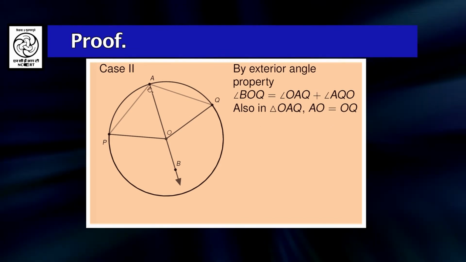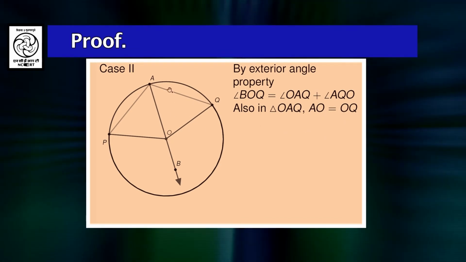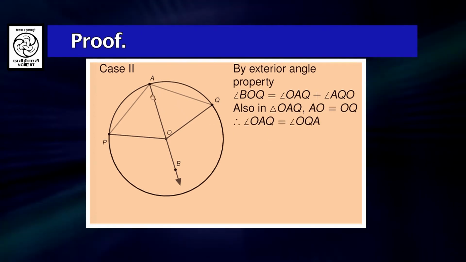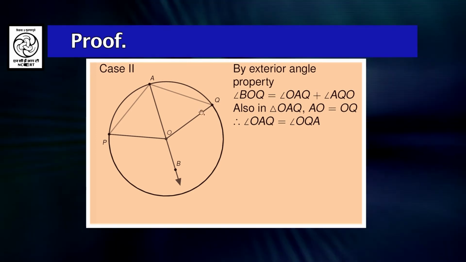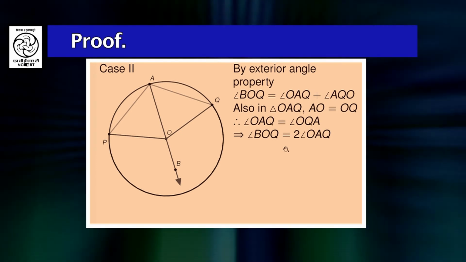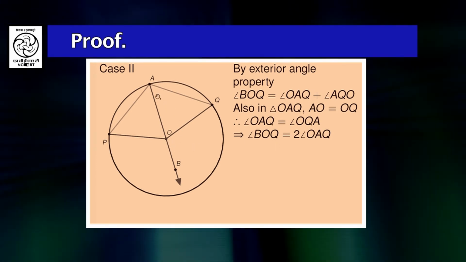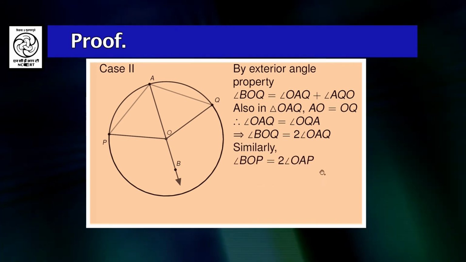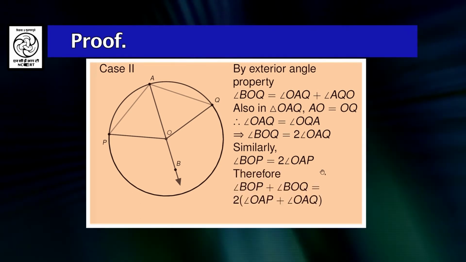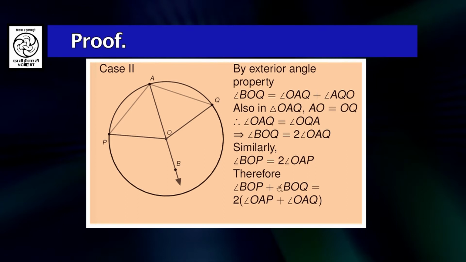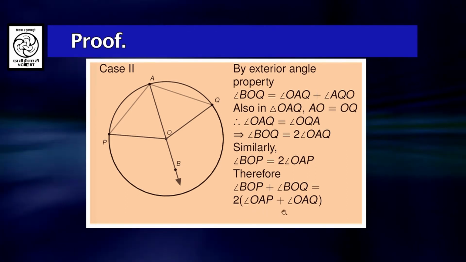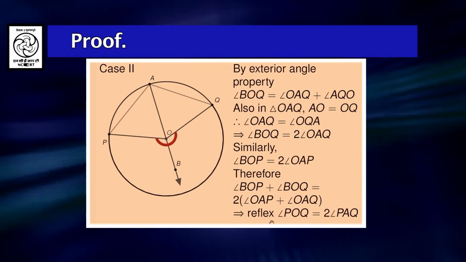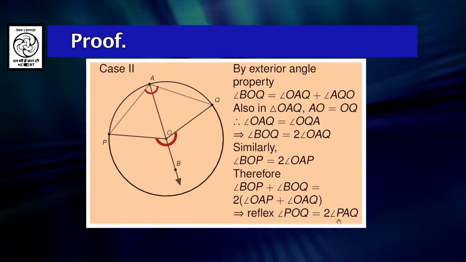Again, in triangle AOQ, AO is equal to OQ, both are radii of the circle. Therefore, angle OAQ would be equal to angle OQA. Therefore, angle BOQ is twice of angle OAQ. Similarly, angle BOP is twice of angle OAP. Therefore, BOP plus BOQ is equal to twice OAP plus OAQ. Hence, in this case also we have reflex angle POQ is equal to twice angle PAQ.